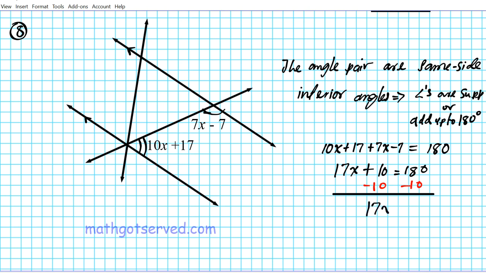17x equals 180 minus 10, which is 170. And then we divide both sides by 17. And your final answer is x equals 10. All right, so that's the answer to question number 8.